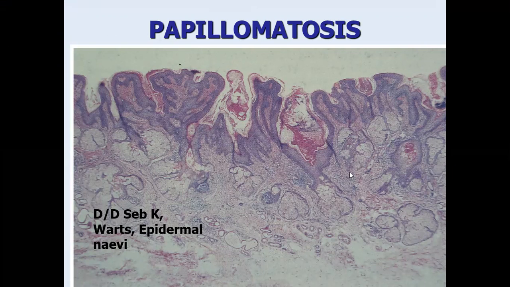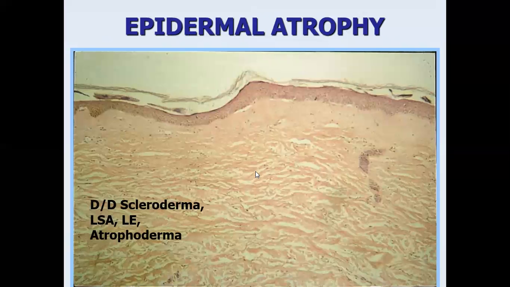Papillomatosis is another term which we commonly use. Papillomatosis means the protrusion of the epidermis superiorly, that is, above the surface, in the form of church spires. It's also called the church spire appearance. Usually the church spires are seen as angulated towers, and this is the appearance which we see in papillomatosis, commonly seen in seborrheic keratosis, warts, and epidermal nevi.